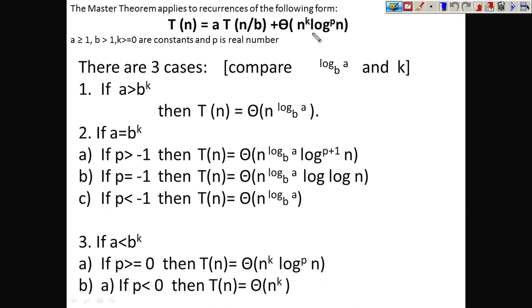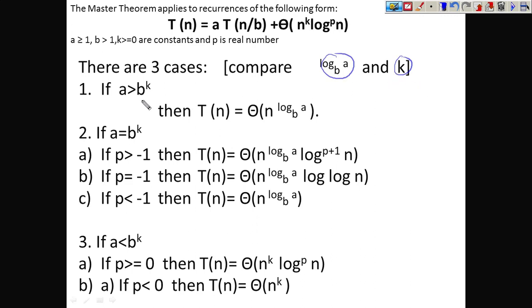So this is a function. So we have 3 cases. Now here what we are doing, we are comparing log a base b and k. On the basis of these comparisons, we will have 3 cases: case 1, case 2, case 3. In all, we actually have 6 scenarios. These 6 scenarios we have divided into 3 cases based on the values of log a base b and k.